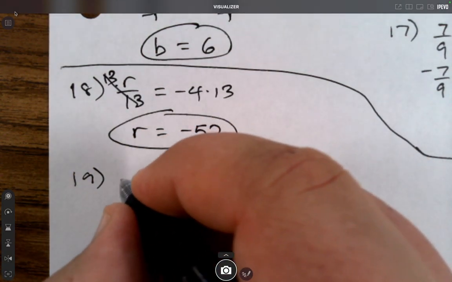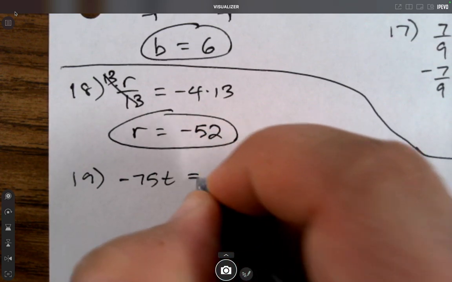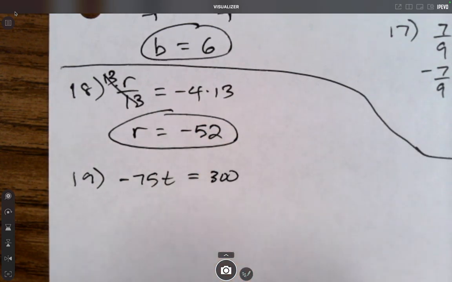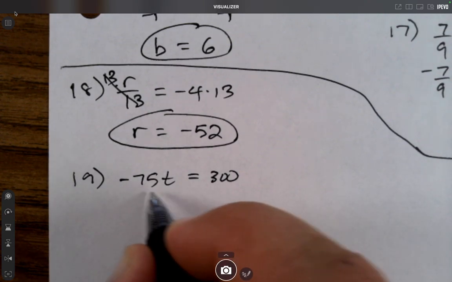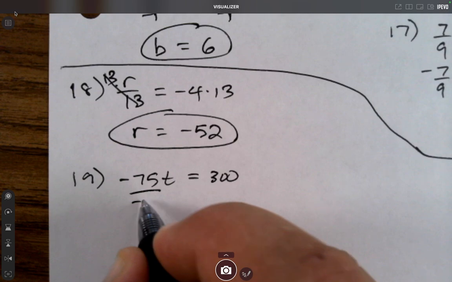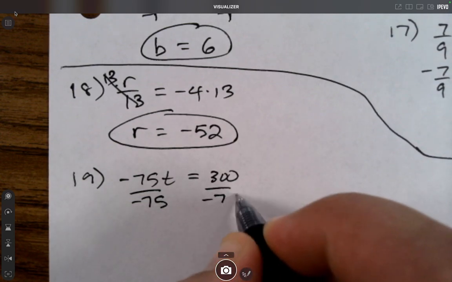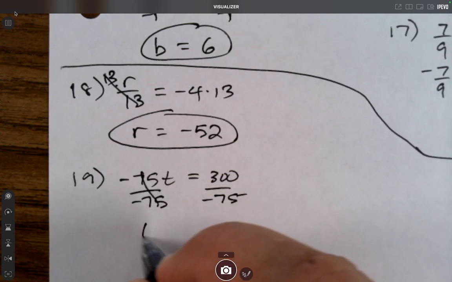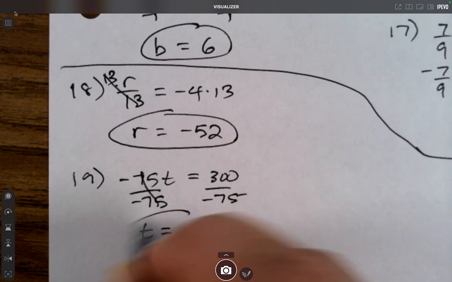Number 19, negative 75t equals 300. So they're multiplying t by negative 75. So our solution will come by dividing by negative 75. That gives us t equals negative 4.